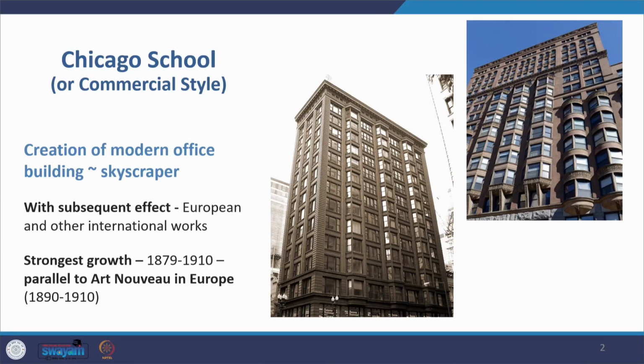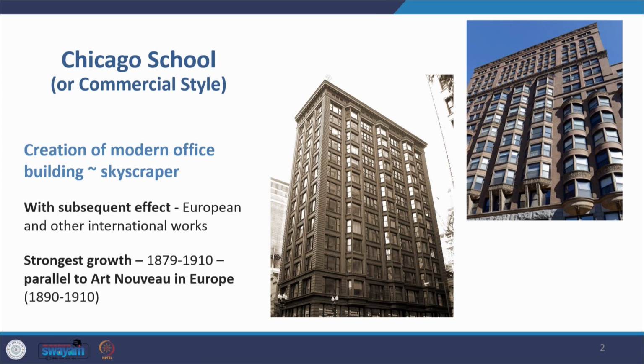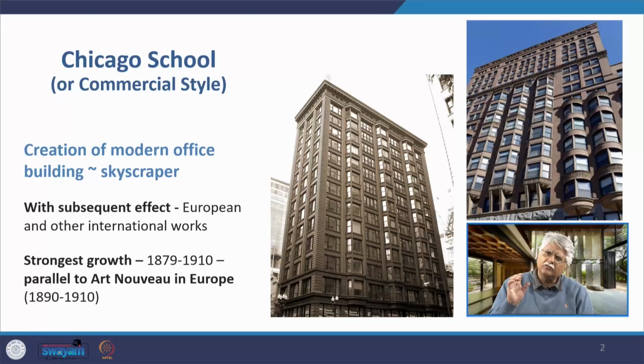The Chicago School, also called the commercial style, led to the creation of the modern office building, or the modern tall building, later the skyscraper. It had a subsequent impact all across the world, in Europe, in Asia and other parts of the world, with the strongest growth of this style of architecture from 1879 to 1910, more or less parallel to the Art Nouveau movement in Europe. So there was a lot of architectural evolution happening on both sides of the Atlantic.